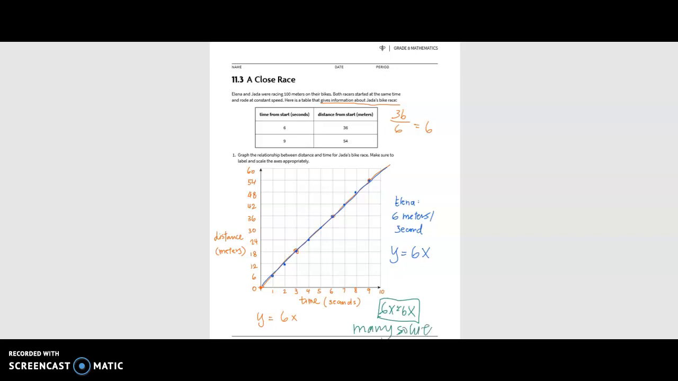And if we graph an infinitely many solutions equation, this is how it's going to look: the two lines overlapping each other. That's Jada's line and then Elena's line right there. So two lines overlapping each other means infinitely many solutions. x could be anything and they're still going to be equal to each other.